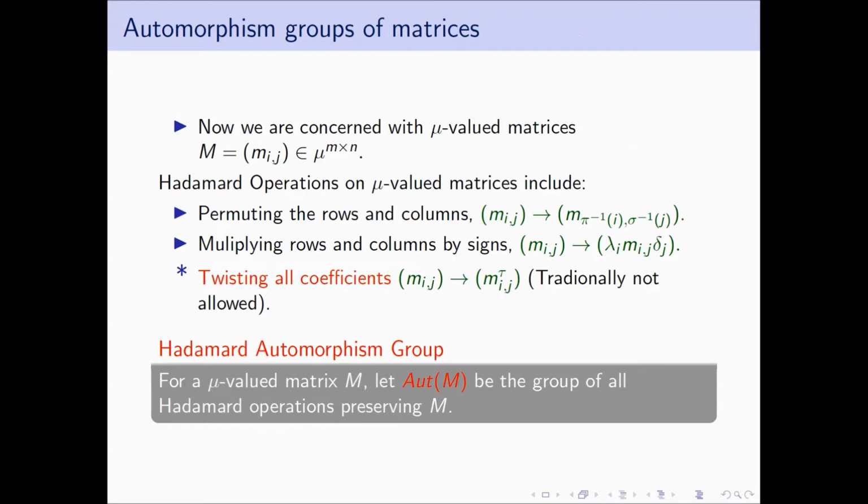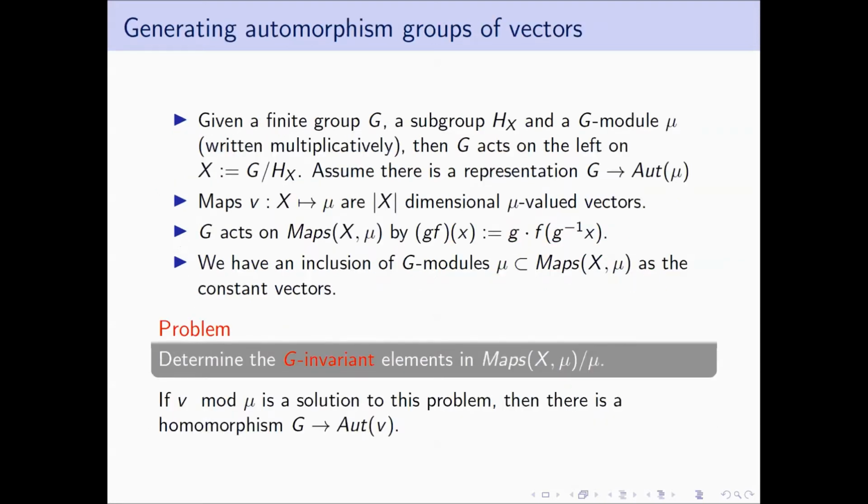So we have a matrix of elements from mu, an M times N matrix, and we have the same type of operations. So what are those operations? There is the permutation, there is the multiplication by signs, and there is this twist, like complex conjugation. And we would like to consider all the automorphism groups of this matrix, or we can do it the other way around. We can start by guessing.